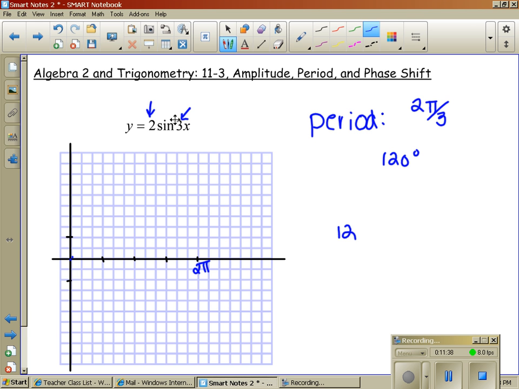I need to fit 3 cycles in, right? The 3 tells us there's 3 cycles between 0 and 2 pi. I need to fit 3 cycles in, so that means I need a cycle every 4 lines. So 1, 2, 3, 4. So right here. So I need to fit 1 sine cycle between 0 and that line.